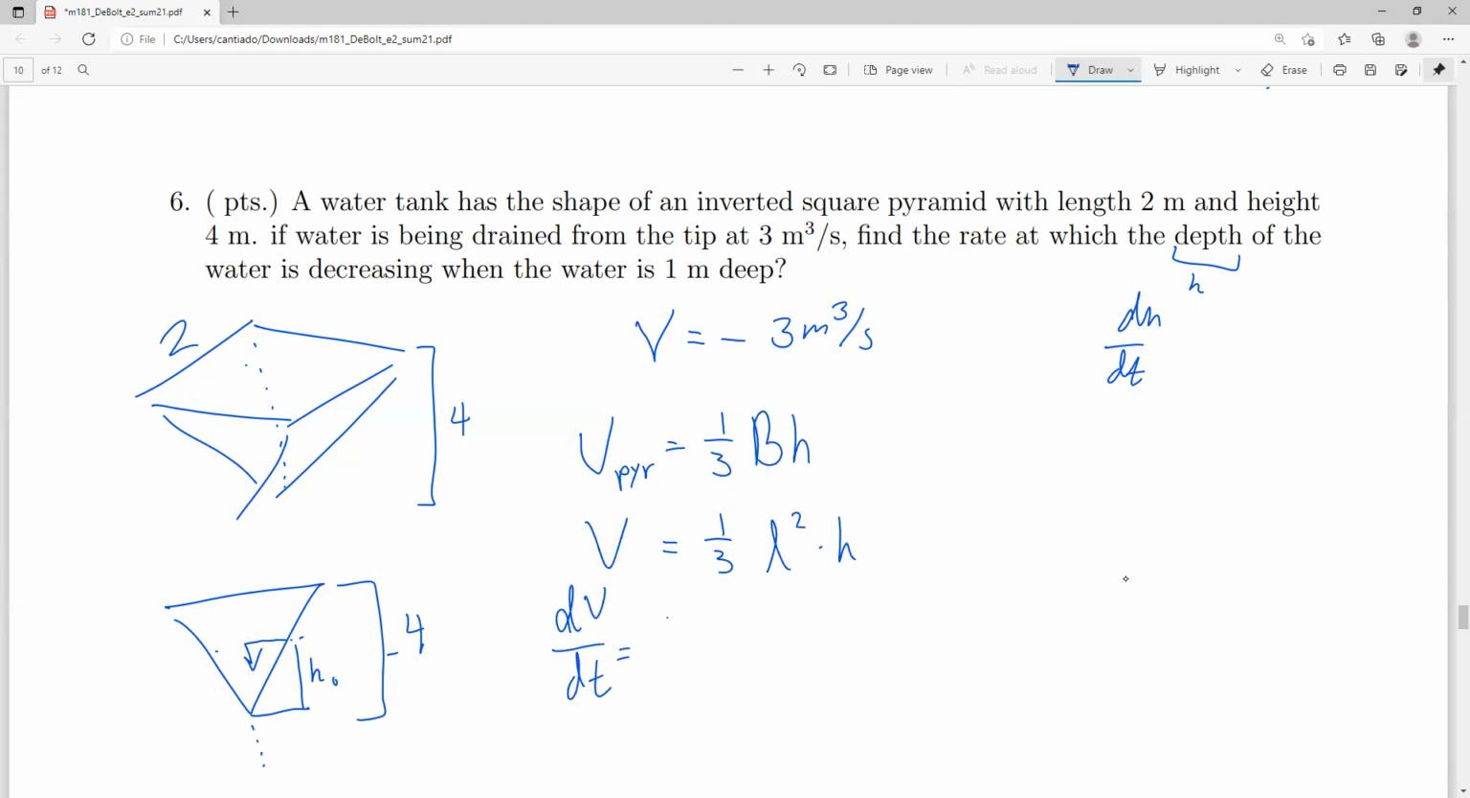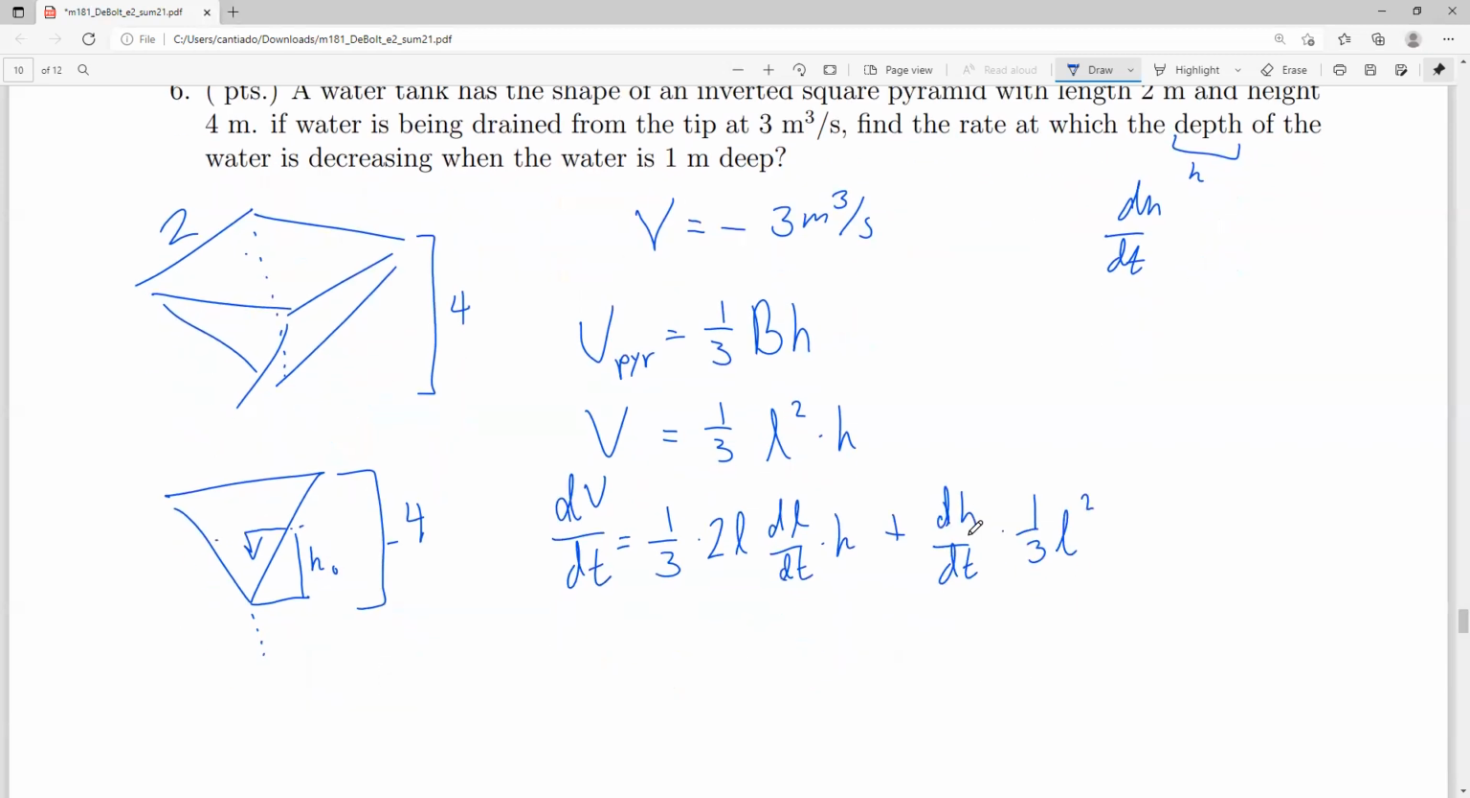That will be 1/3, with the power rule and product rule. Take the derivative of the first part, that'll be 2L dL/dt times h, plus the derivative of the second part, so it'll be dH/dt times 1/3 L squared. Well, what information do we know? We know that dV/dt is minus 3 meters cubed per second. Fortunately, everything's in meters, so we don't have to do any unit conversions.